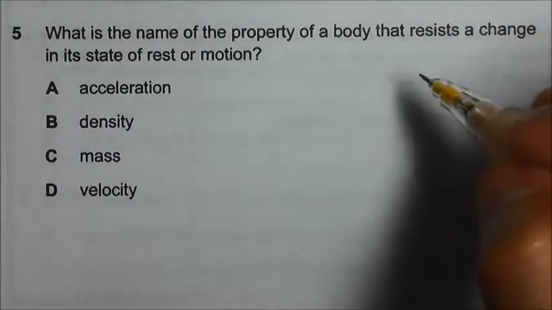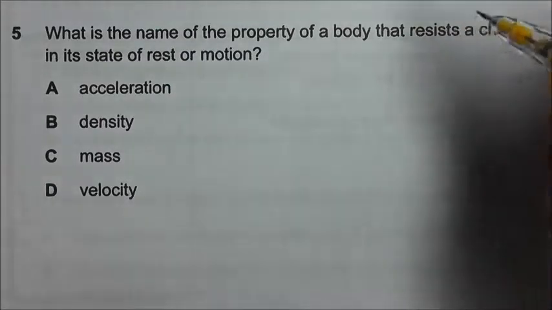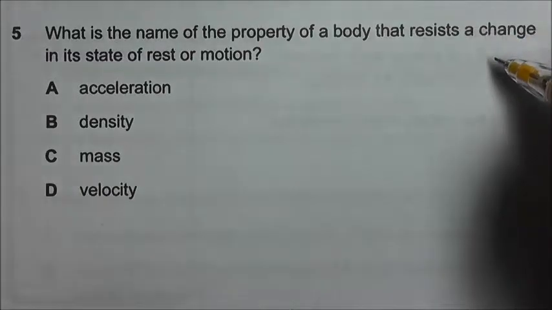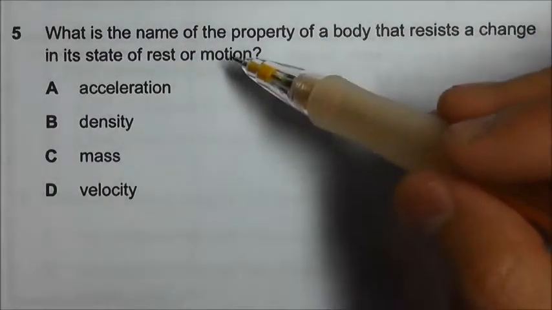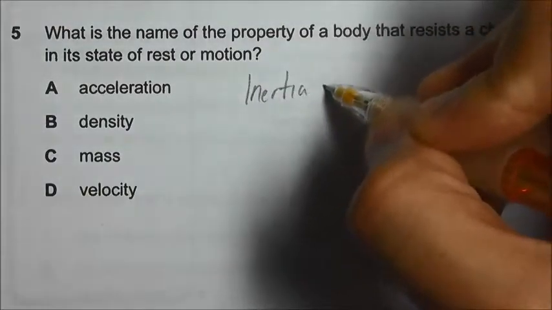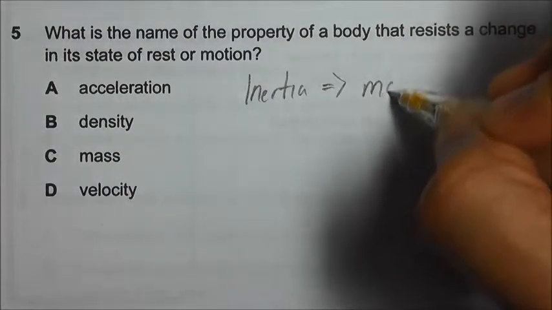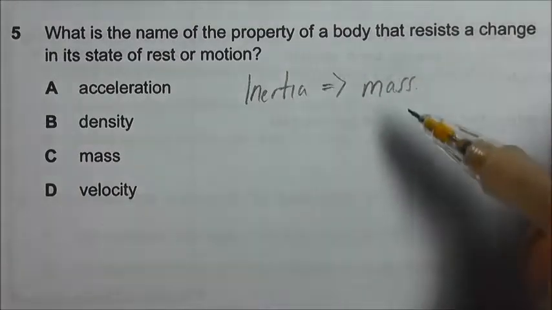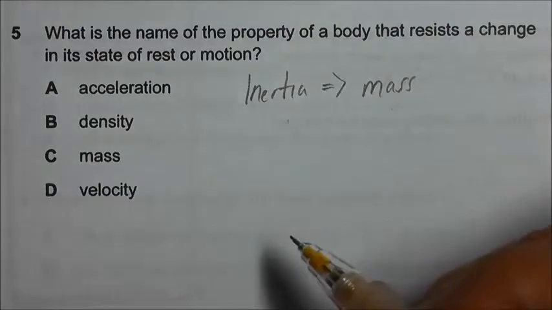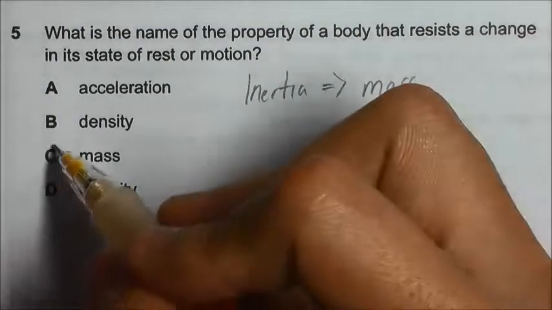This is actually the definition of inertia. Inertia is the reluctance of a body to change its state of rest or motion. And inertia depends on the mass. The larger the mass, the larger the inertia. So in this case, this property of the body is the mass.